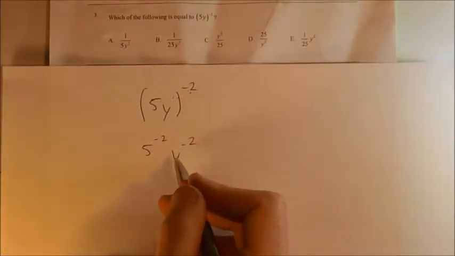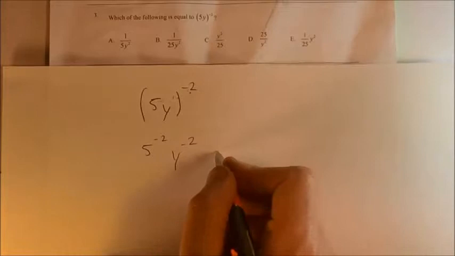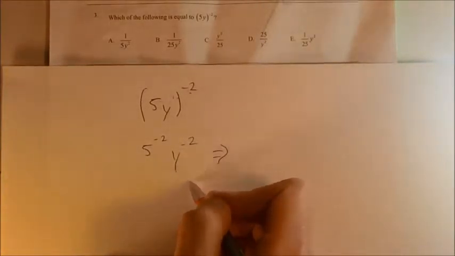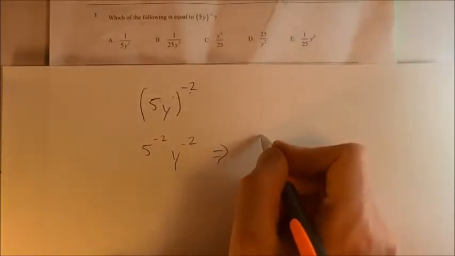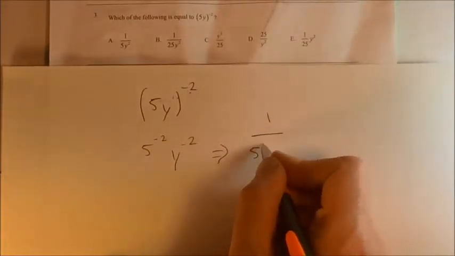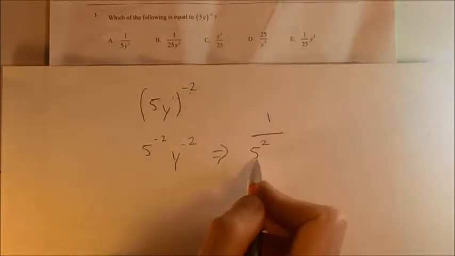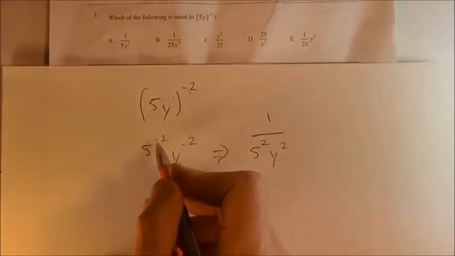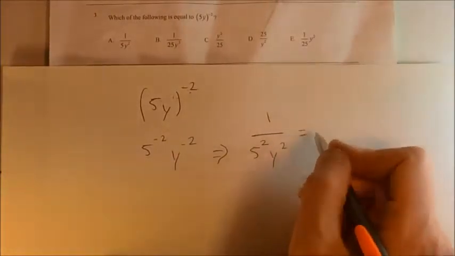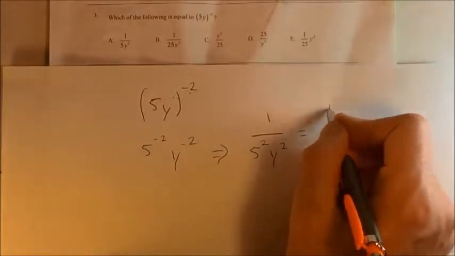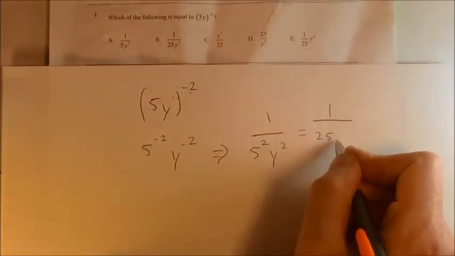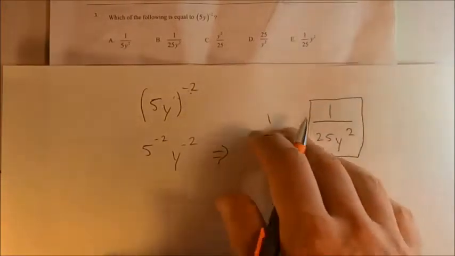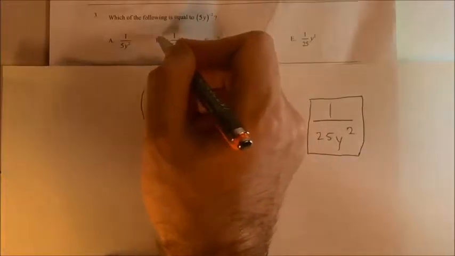And whenever you have a negative exponent, what you can do is flip it and put it in the denominator, and it's the same thing. So we can make this 1 over 5 squared times y squared. The exponent becomes positive, so it's 5 squared and y squared. Our negative exponents just became positive. And 5 squared is just the same thing as 25. So you get 1 over 25y squared. This is our solution. So where is that? Right here.